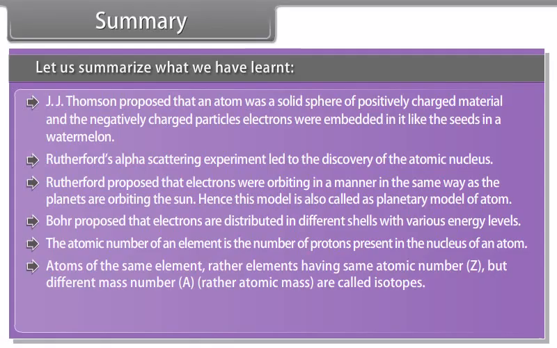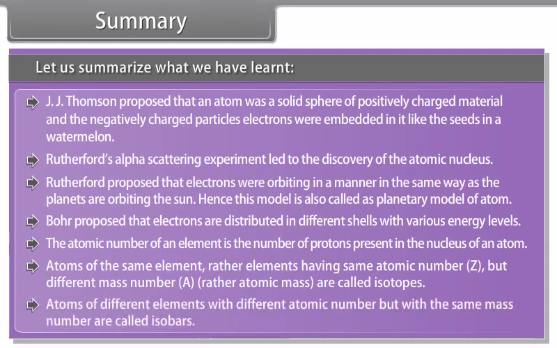Rutherford's alpha scattering experiment led to the discovery of the atomic nucleus. Rutherford proposed that electrons were orbiting the nucleus in the same way as the planets orbit the Sun. Hence, this model is also called the planetary model of the atom. Bohr proposed that electrons are distributed in different shells with various energy levels.